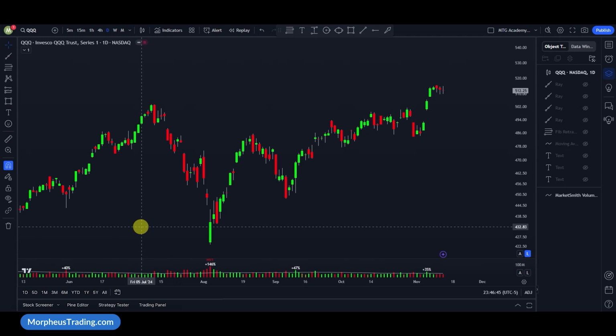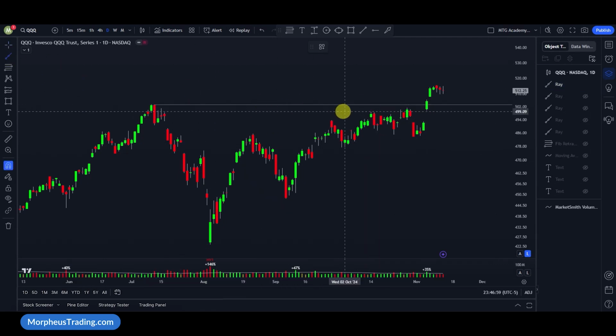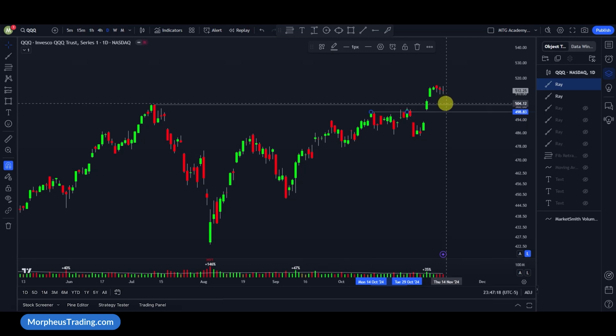So first up, we're going to cover prior resistance levels that are now acting as support. So prior resistance would be the base high as well as prior swing highs that the price action recently cleared. So the base high is support at 503, and prior swing highs come in around the 499 to 500 area.